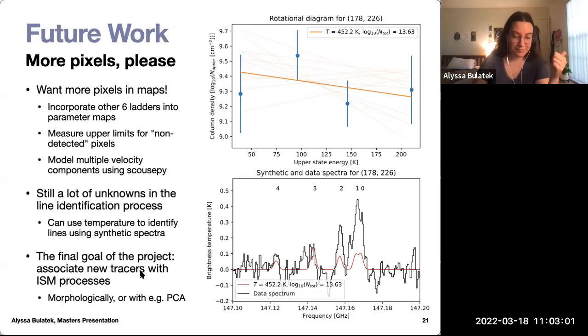Once we know what molecules are there, and we have images of each of the molecules, we can try to find new tracers for these ISM processes that we're really interested in tracing in the CMZ. So we can start to do this morphologically by looking at, does the shape of the outflow cavity traced by CO or SiO look like the shape of another molecule's emission? Just going through by eye and comparing that. But we can also use more rigorous approaches, something like principal component analysis, to let statistics do that association for us.